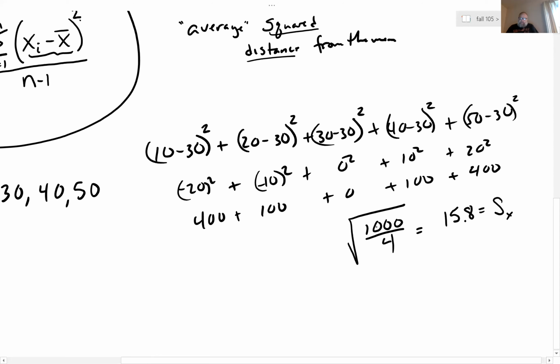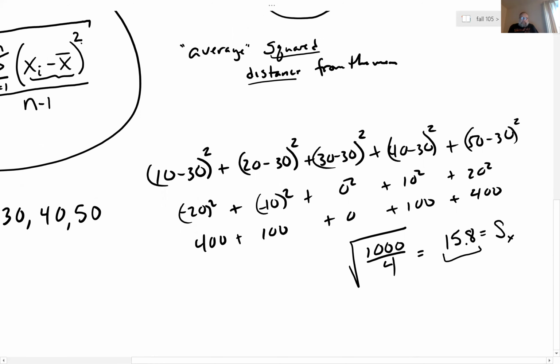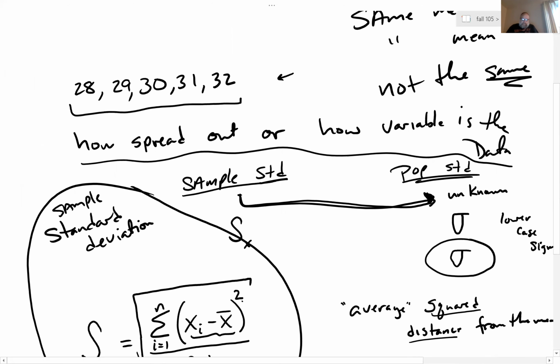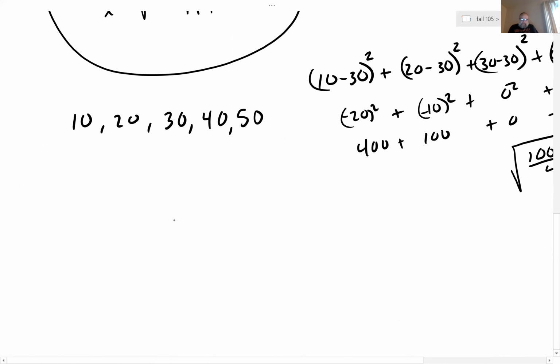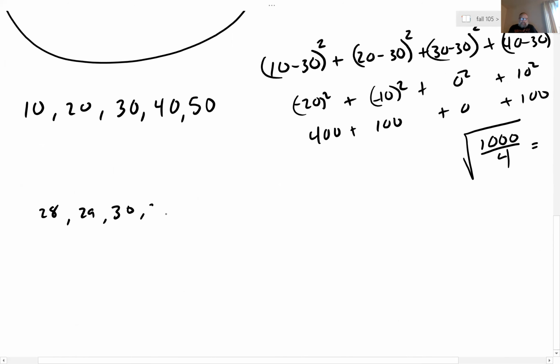Had we divided, it would have been closer to 15, but we're squaring things. When you square them, and then you divide by one less, it's going to put it off a little bit. Is it still right in that 15 ballpark? It is. The reason I want to do these two side by side is because I want you to see that the 15.8 kind of means something to me, but it doesn't mean as much to me as it does for comparisons, okay?